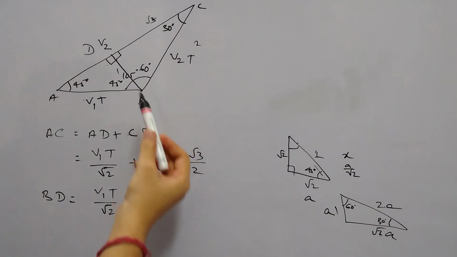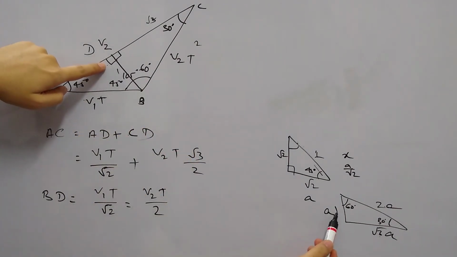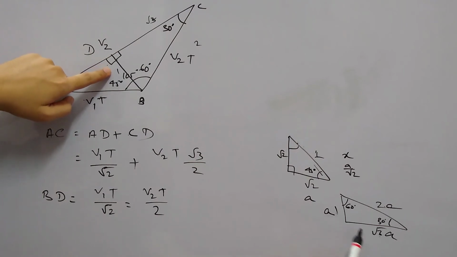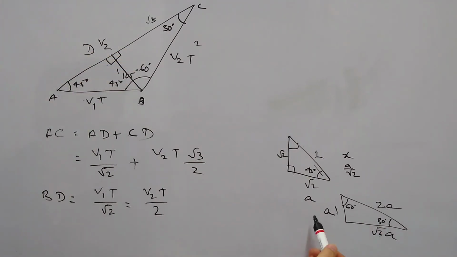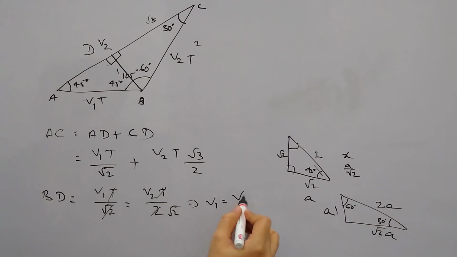So how am I writing this? If this part is 1 unit, as I told you, then this part would be 2, or otherwise if this is A, if you take this side as A, then it will be half. So I have just V2t by half. So this t will get cancelled, and this root 2 will come to this side. So from here we see V1 equals V2 by root 2.